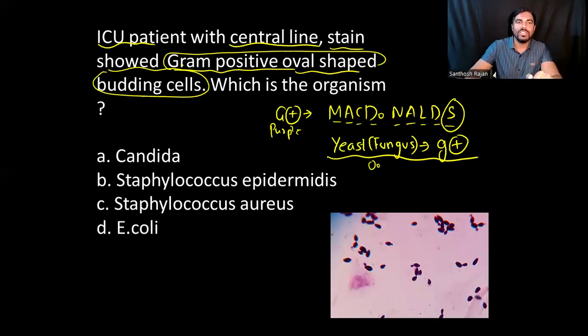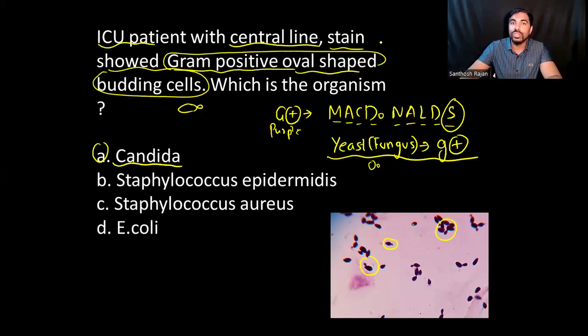Okay, so now they have given it very nicely. This picture was given or not, I'm not sure, but even if the picture is not given, it doesn't matter. The only thing is that it is oval-shaped with budding. So it should be like this: an oval shape with a small bud. Then that is definitely Candida. The answer is Candida. If you ask, sir, why not this? Staphylococcus and Streptococcus are not oval.